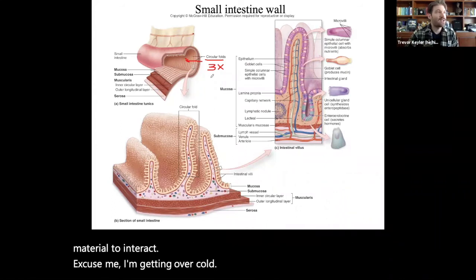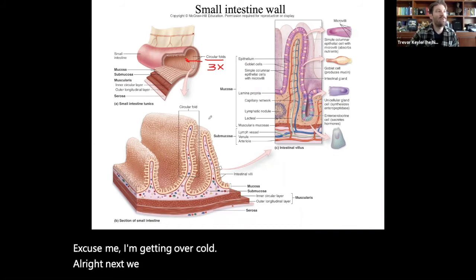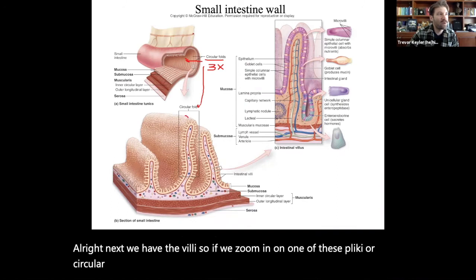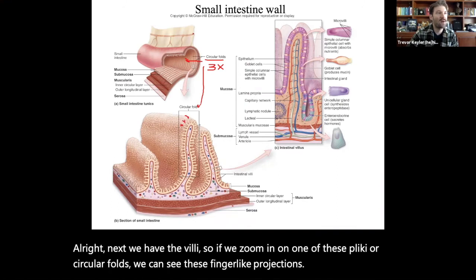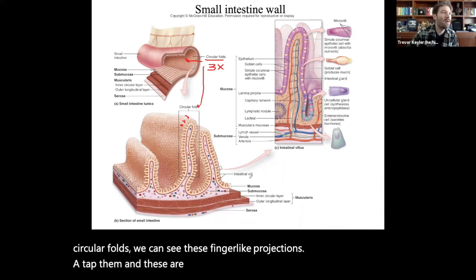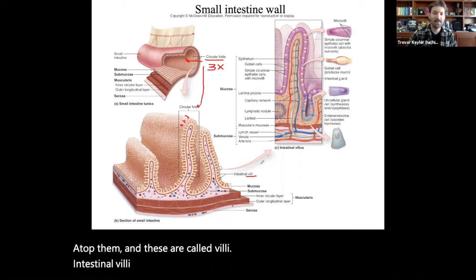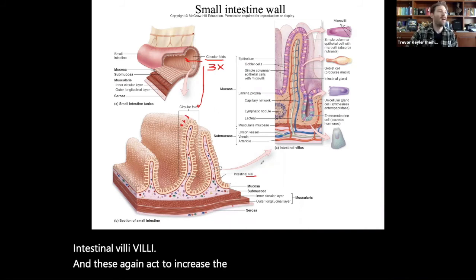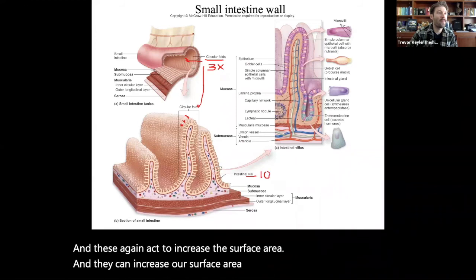All right, next we have the villi. So if we zoom in on one of these plicae or circular folds, we can see these finger-like projections atop them. And these are called villi. Intestinal villi, V-I-L-L-I. And these again act to increase the surface area. They're going to increase our surface area another 10-fold.